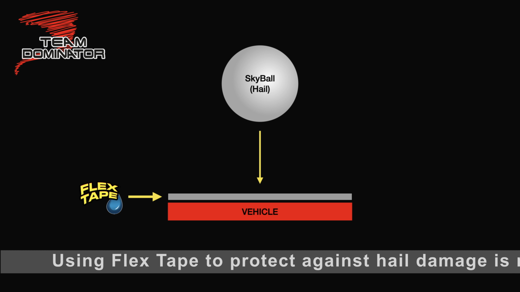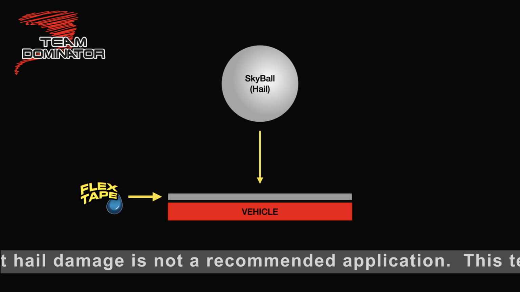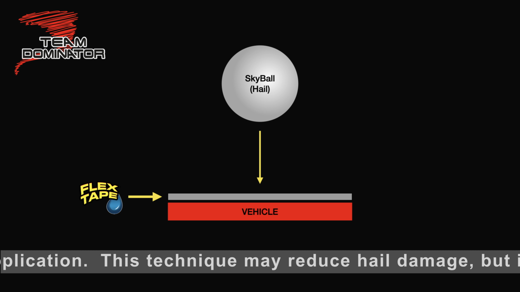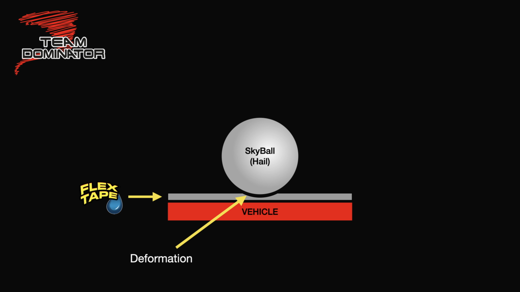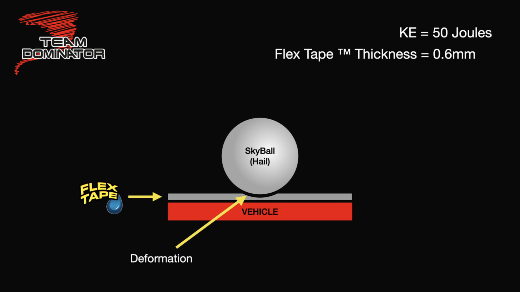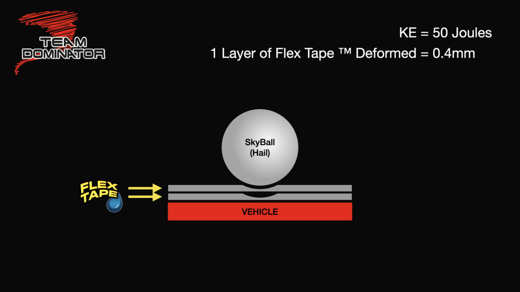First, a disclaimer: using flex tape to protect against hail damage is not a recommended application. This technique may reduce hail damage, but is not a guarantee against damage. Flex tape is rubberized, so when it's impacted by something, it deforms and compresses and absorbs some of the impact. A typical 2.5-inch hailstone has a kinetic energy of about 50 joules. Flex tape thickness is about 0.6 millimeters, and let's say the flex tape compresses down to about 0.2 millimeters. That gives about 0.4 millimeters of deformation. For one layer of flex tape, we have 50 joules of kinetic energy.